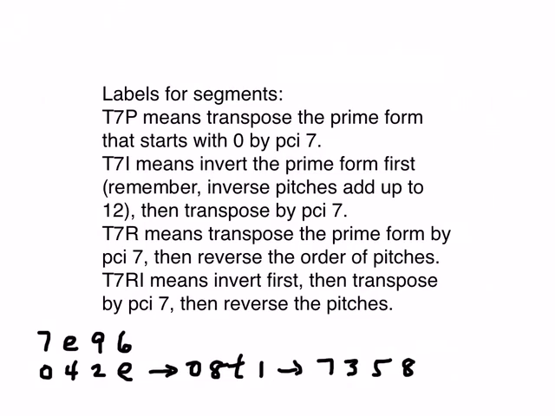T7R means that you take the T7 form here and you reverse it. 6, 9, E, 7. T7RI means that you take the T7 inversion form and you reverse that. 8, 5, 3, 7.